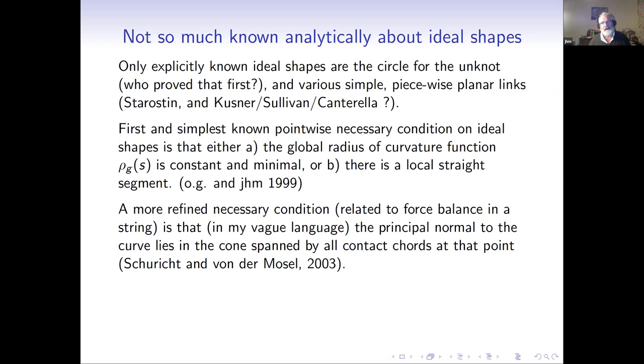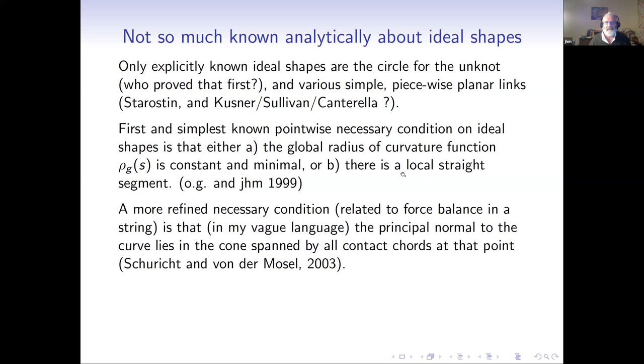And it depends on what the energy is, of course. One thing I showed with Oscar Gonzalez is that this global radius of curvature function has to be constant and minimal along any ideal shape, or there is a local straight segment, right? And that "or" is real.